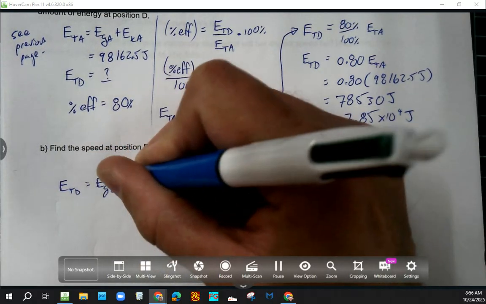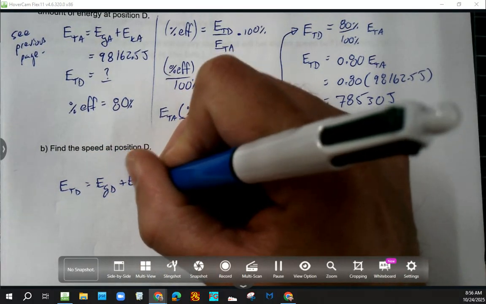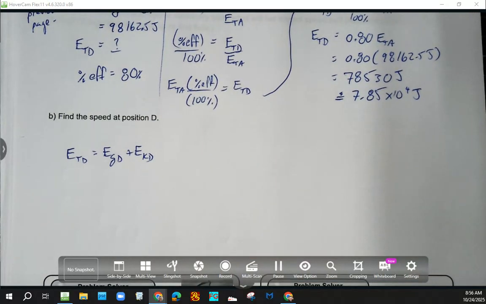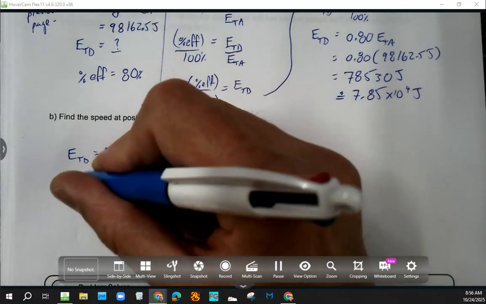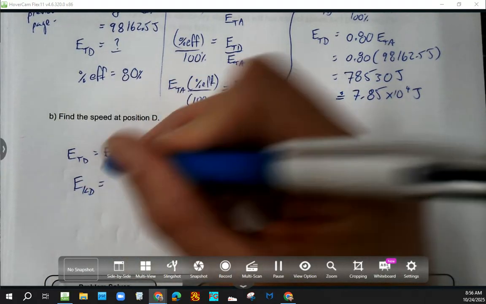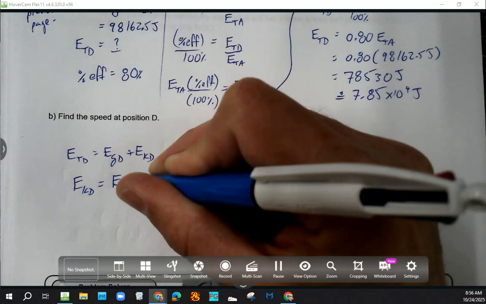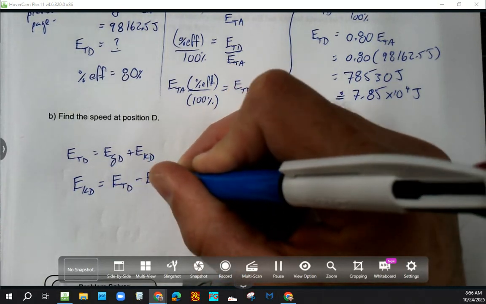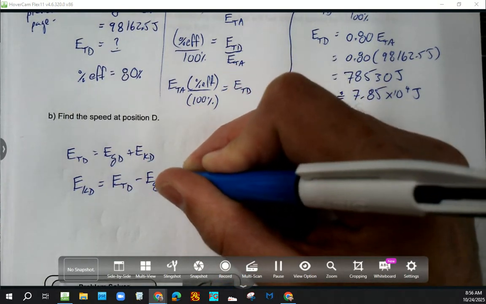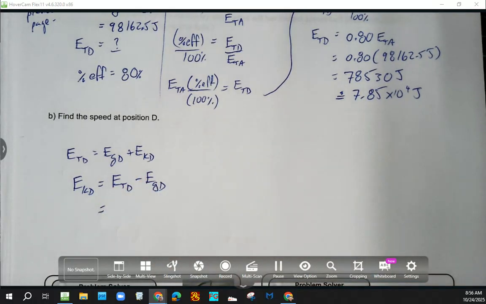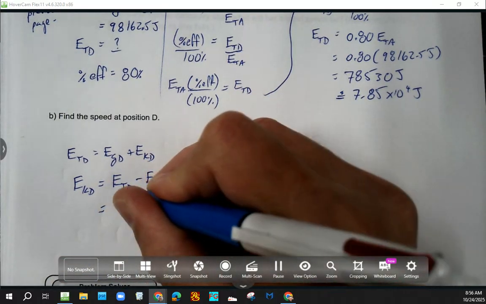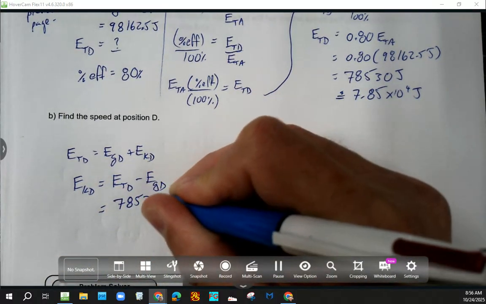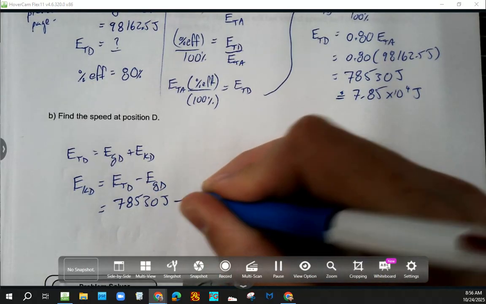EGD plus EKD. And I didn't scaffold this as much as a previous question. I'm going to say ETD equals EGD plus EKD. Okay, I'll get the EKD all by itself. EKD is equal to E total D minus EGD, is equal to, sorry, no profanity. E total D was equal to 78,530 joules. I'm so glad that I had my coffee this morning.